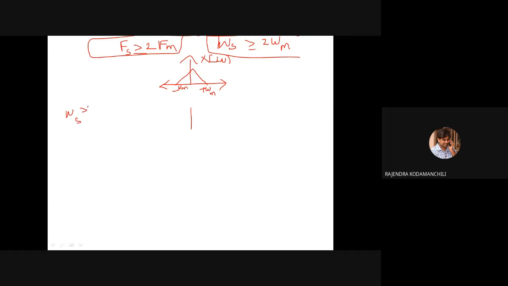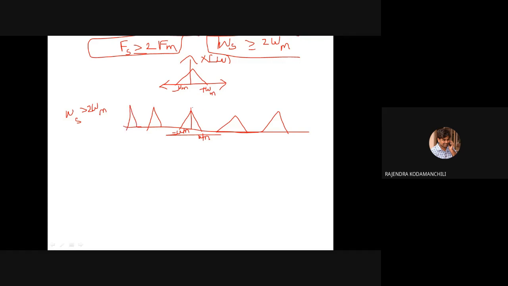Omega s is greater than 2 omega m, or f s is greater than 2 f m. In the first case, whatever the waveform is, it spans from minus omega m to omega m, and the same waveform is repeated again and again.